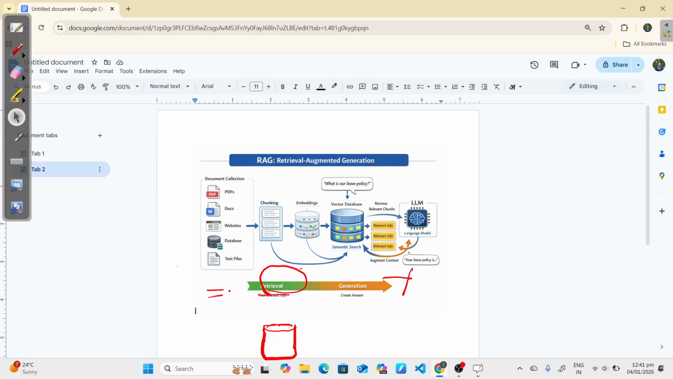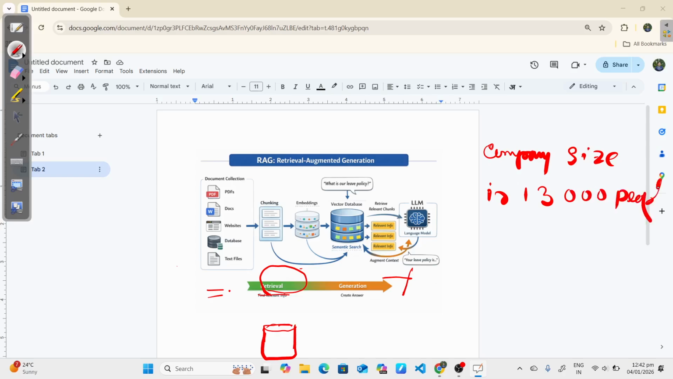So in that case, what will you do? You have your own vector DB. Suppose you need to store this data in the database. How will we do that? Suppose this PDF has some data, the company policy, and the company size is 13,000 people, something like that. We are saying this information is there in the PDF or anywhere, docs and all.